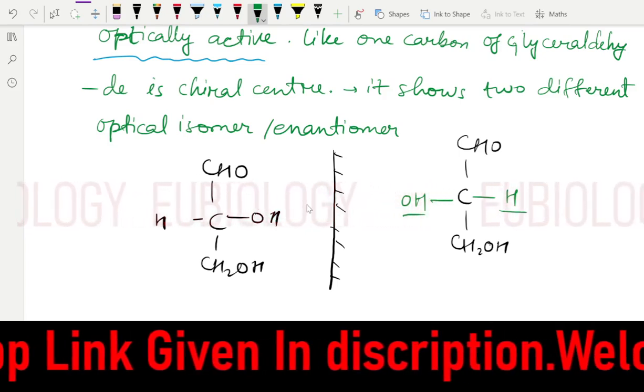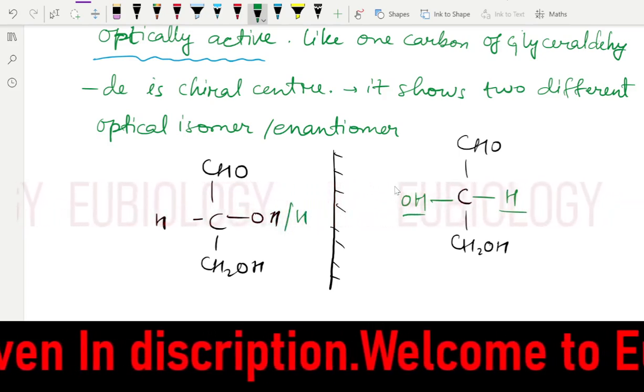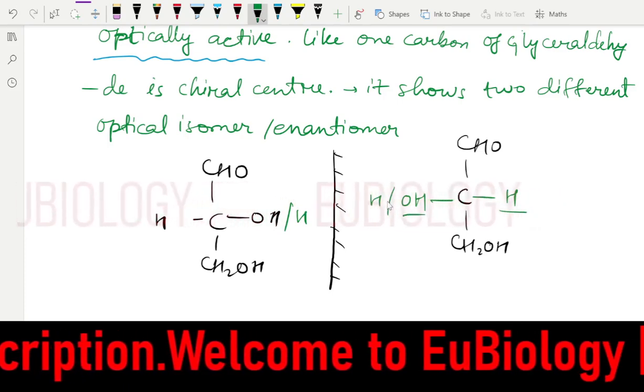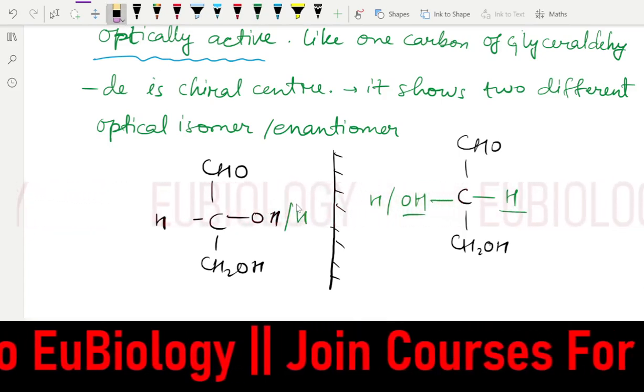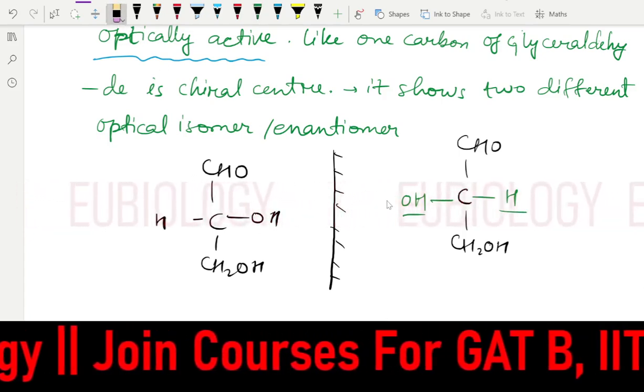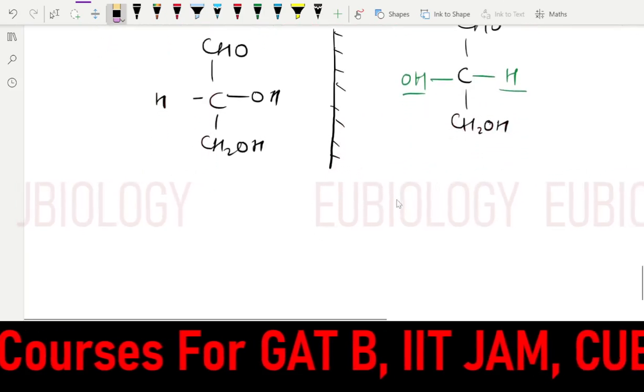What if both were hydrogen only? Here it is also hydrogen, then here also you will get hydrogen. In that case you will be unable to find the change, so that will be optically inactive. Okay, hope you understood this.